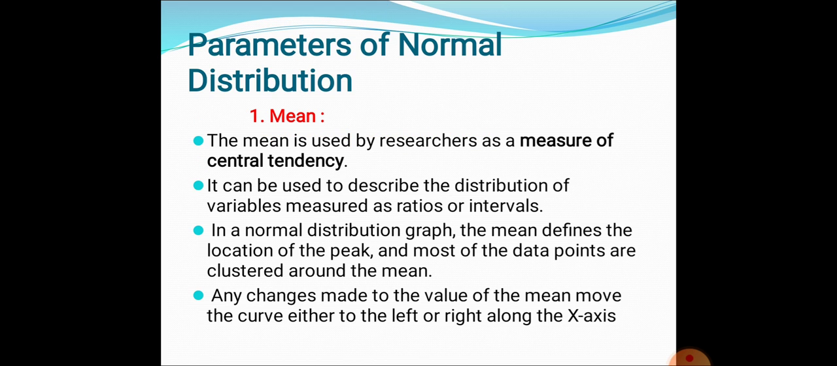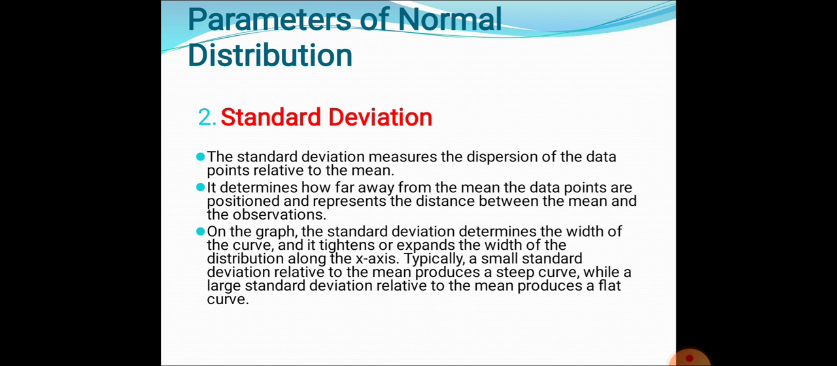Parameters of the normal distribution. First is the mean. The mean is basically used by researchers as a measure of central tendency. It can be used to describe the distribution of a variable measured as a ratio or interval. Any change made in the value of the mean moves the curve either to the left or to the right.